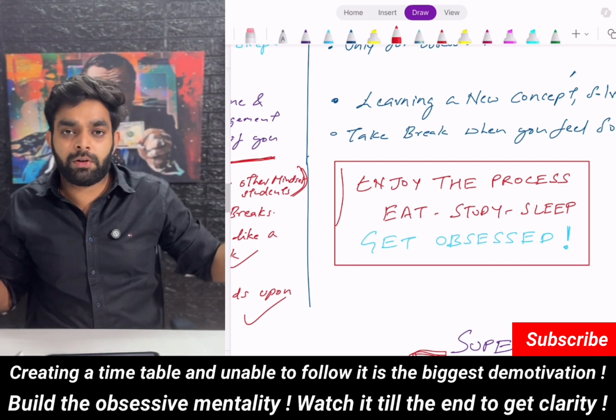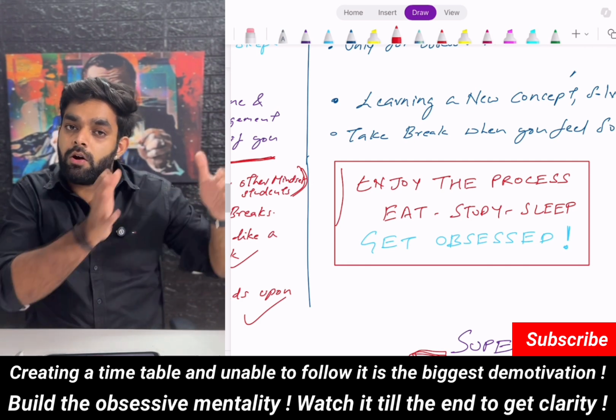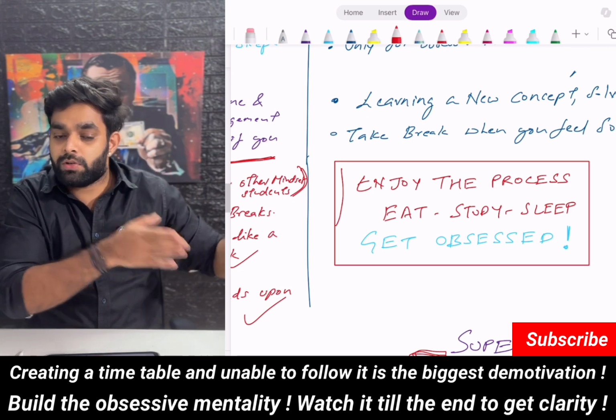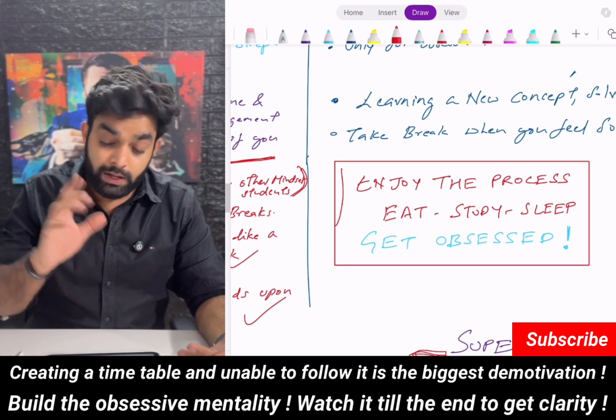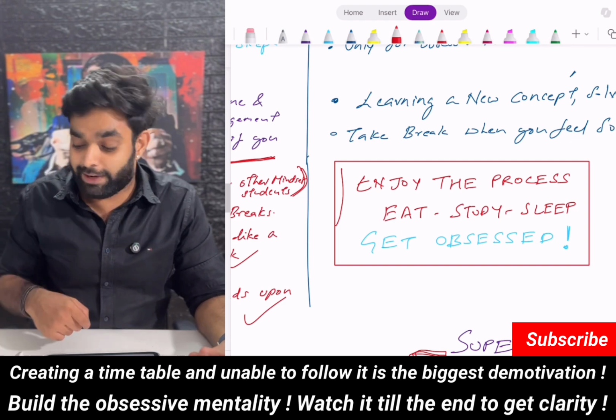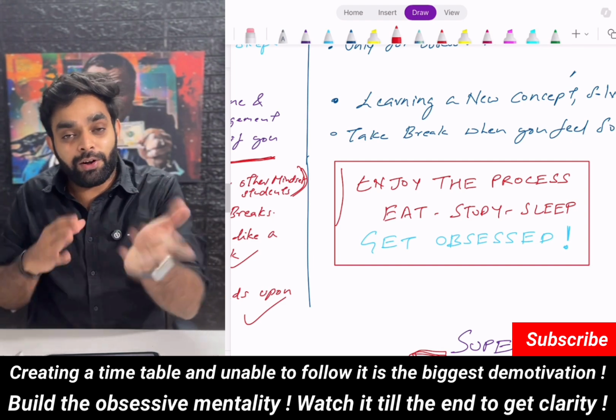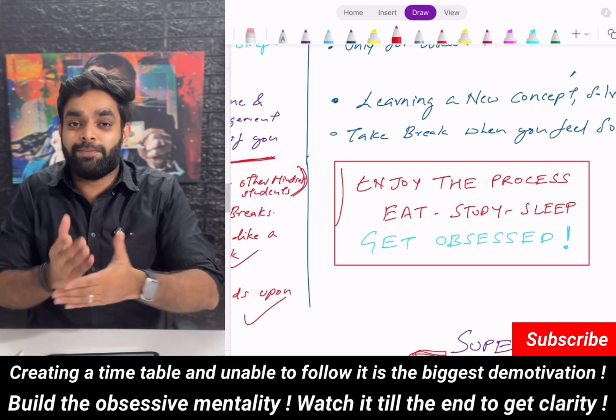Here I'm not focused on the time, because the problem is that students who cannot follow the disciplined timeline approach, when they're sitting and doing the problem, they look at the clock. Oh my God, only 1.5 hours is left. I have to do this in that 1.5 hours, then I can take a break. They're constantly looking at the time. Bro, your focus is lost.